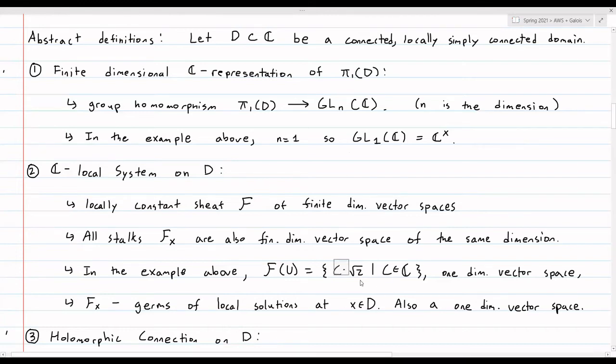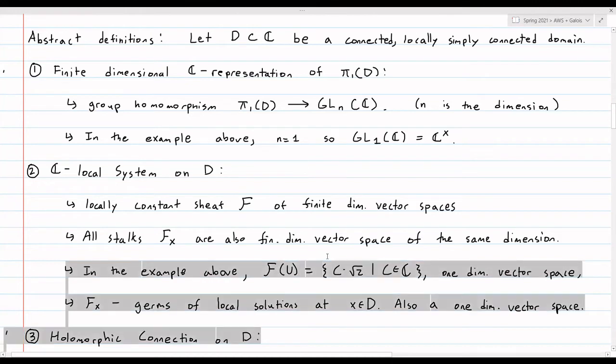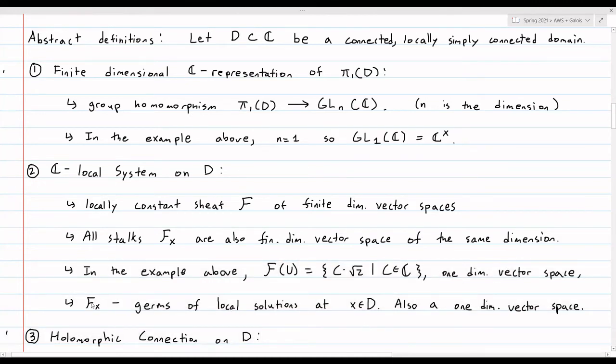Yeah, so here these local solutions are like vectors in a vector space. You can add them, you can scale them, and they're still in the same vector space. And then the stalk is going to be the germs of local solutions. So they also form a vector space, but they are different vectors than in here. They're equivalence classes of vectors where you range over different open sets containing X. Right. Okay.